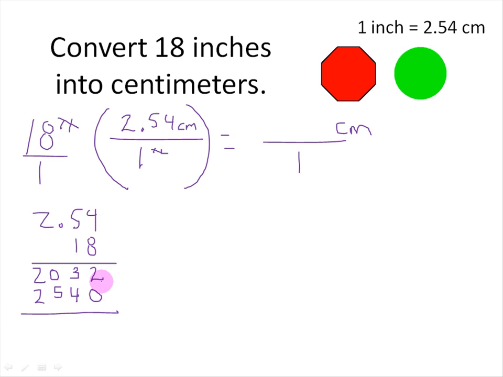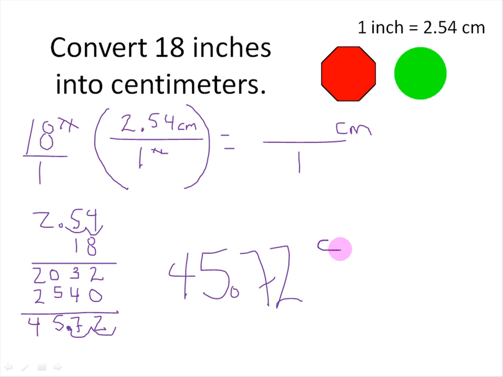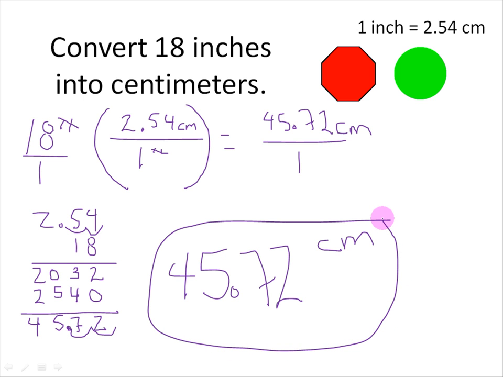Now we add. So we have 2, 7, 5, 4. I count how many decimals I had: 1, 2. I shift my decimal, so I'm at 45.72 centimeters. Because if I put 45.72 centimeters here, it's all over 1, and so my answer is going to be 45.72 centimeters.